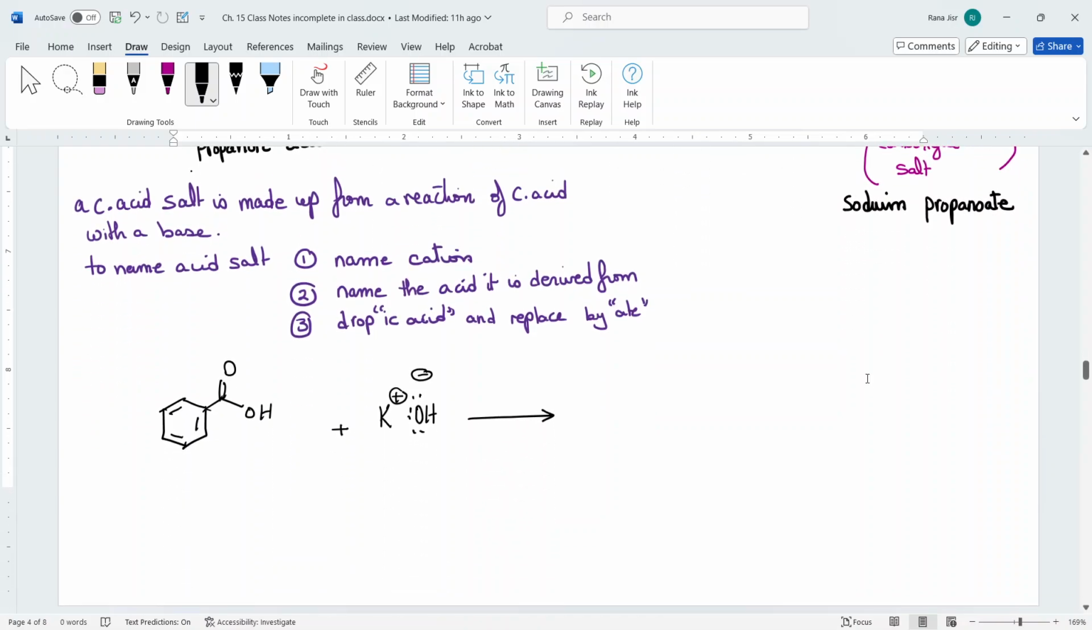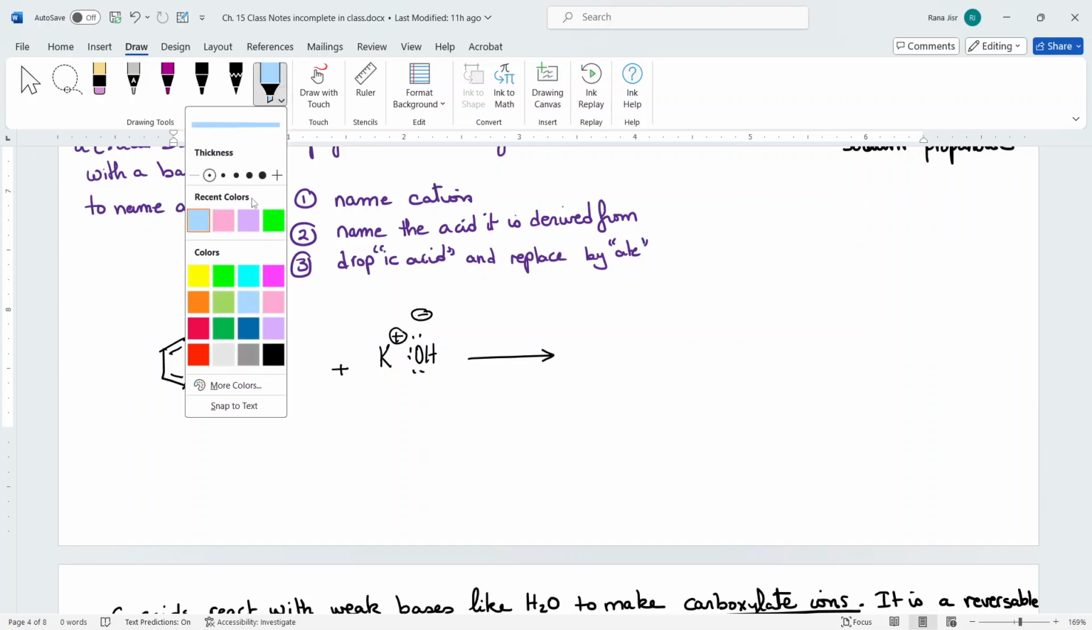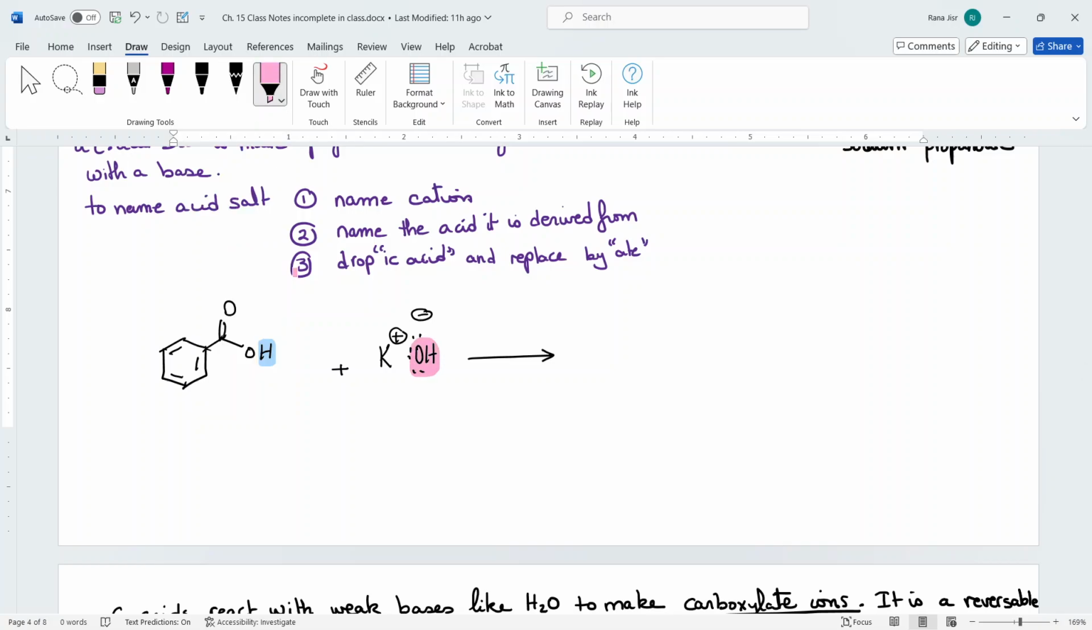Let's have another example. Again, I do have an acid, so always start with the acid and label your acidic hydrogen. And then go to the base and label the basic part in there and know what type of base you are working with. So this one is a strong base because the base has a negative charge. This is why it's strong. And then apply the rule that the base takes the acidic hydrogen.